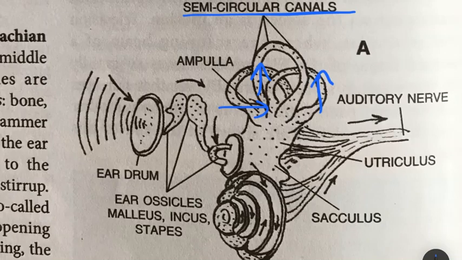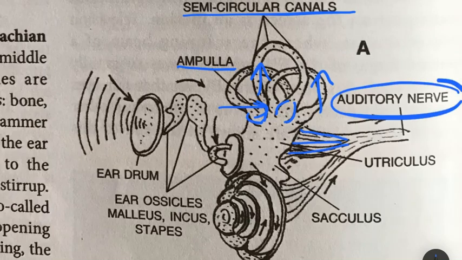One end of each canal is widened. Each canal has a wide portion at the bottom. Okay, it is known as ampulla, and this ampulla has sensory cells which are responsible for dynamic balance. Now, dynamic balance means when the body is in motion, and here you can see the nerve fibers arise and join the auditory nerve.